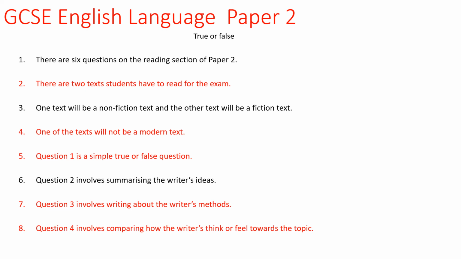Number 4 is correct. Number 5 is correct. Number 6 is false. Question 2 involves summarizing the writer's ideas. That's not correct. The correct way of looking at question 2 is that question 2 involves summarizing the topic, so not the writer's ideas, and that tends to be question 4 on the paper.